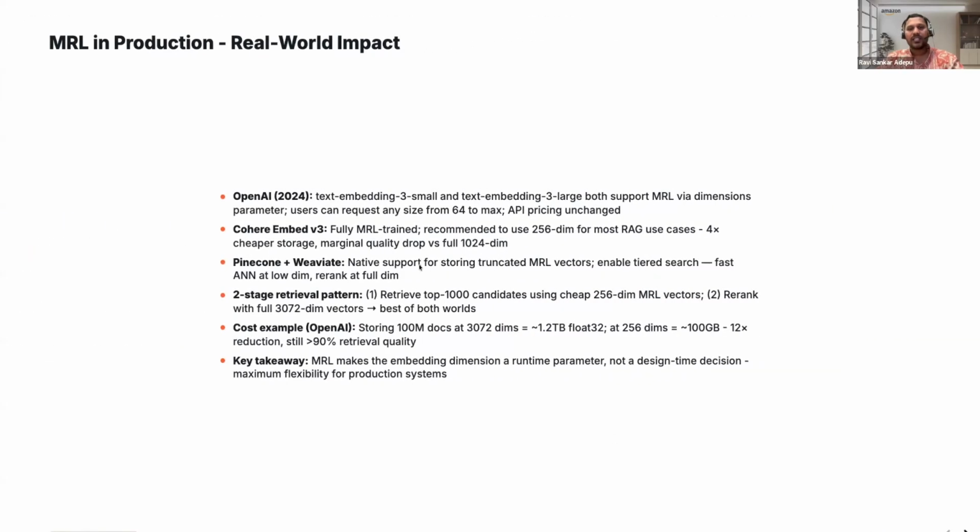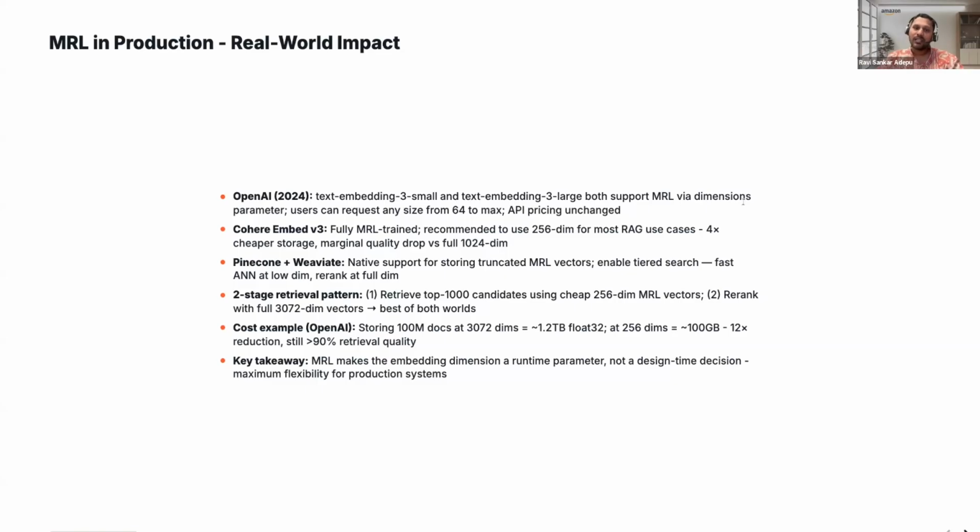And this is not just a paper. It's also shipping. OpenAI's embedding API has a dimension parameter. When you shorten an embedding there, that's MRL under the hood. Cohere's embed v3 is MRL trained, and they recommend 256 dimensions for most RAG setups. And vector databases like Pinecone and Weaviate support storing these truncated vectors directly.